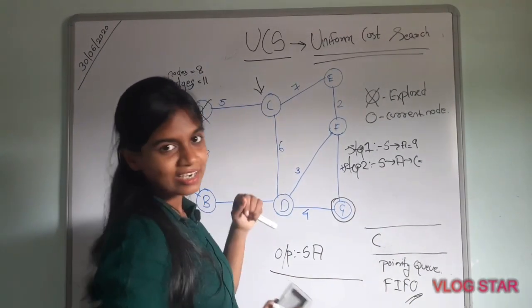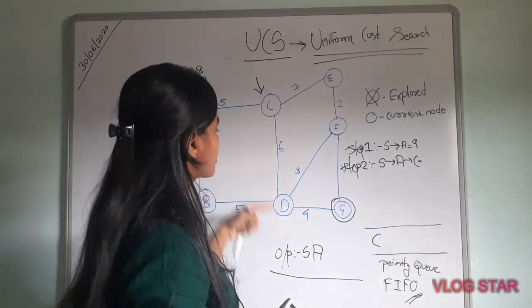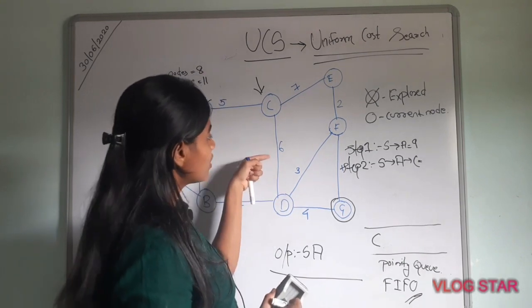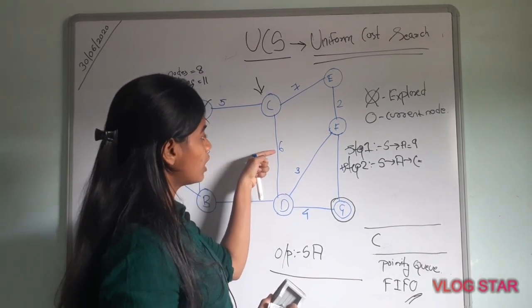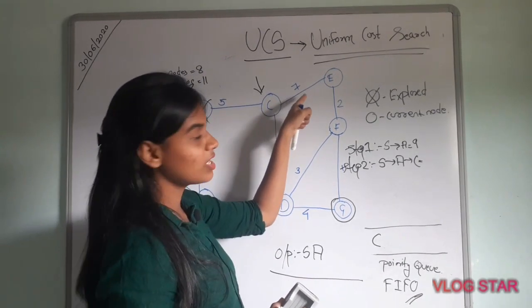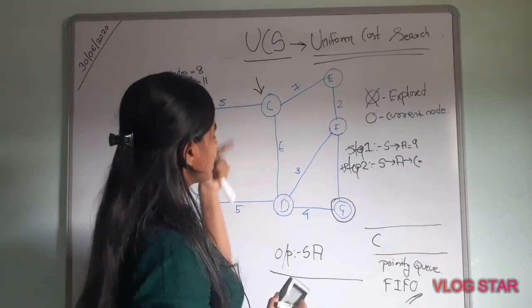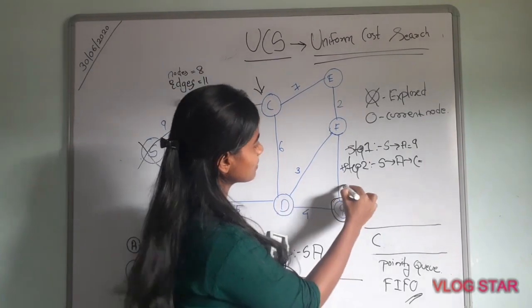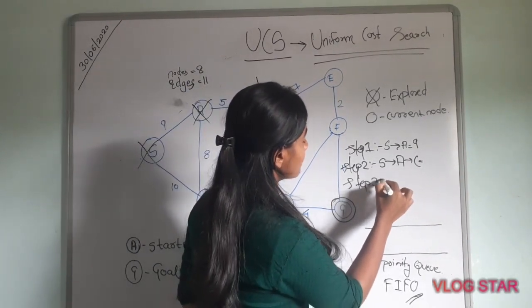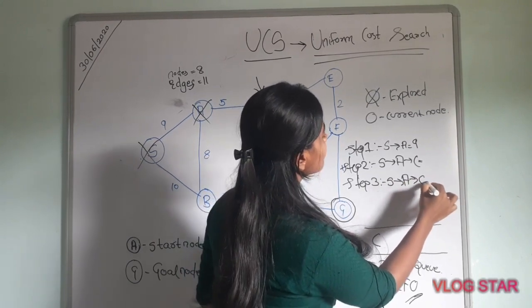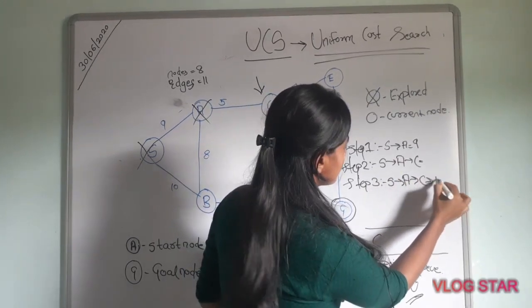So now C is the current node. C is connected to E and C is connected to D, but you can see here D is the cheapest path node, because the least value is 6 and the bigger value is 7. So which one is smaller? D. So we will take D. So our third step is S to A to C, and then C is traversed to D.